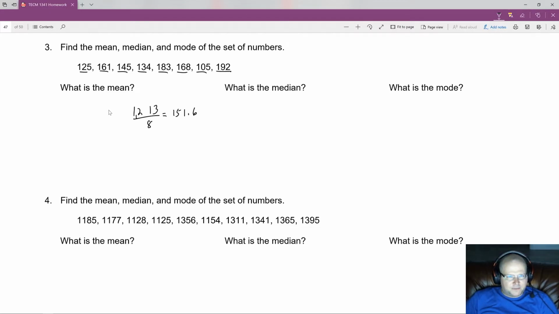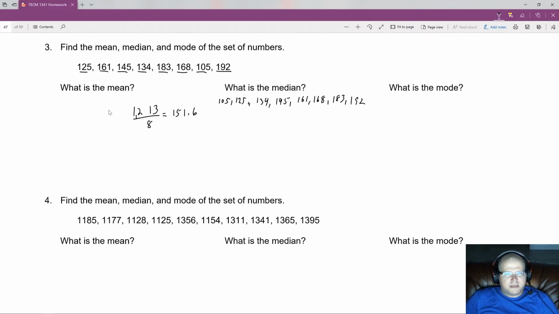Now, what is the median? Well, first you would reorganize these in ascending order. So 105, that's the smallest. 125, that's the next one. 134, that's the next one. 145, that's the next one. 161, 168, 183, 192. So there's 1, 2, 3, 4, 5, 6, 7, 8. I got all of them there.